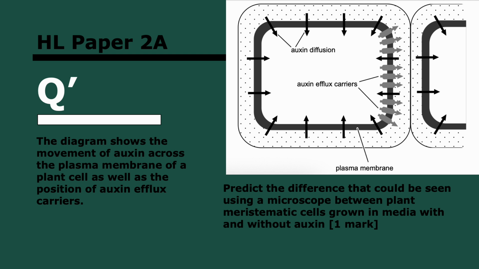So moving on, predict the difference that could be seen using a microscope between plant meristemic cells grown in media with and without auxin. Pretty straightforward again. 3, 2, and 1. Obviously, if there's auxin, they're going to be larger. That's what auxin does.